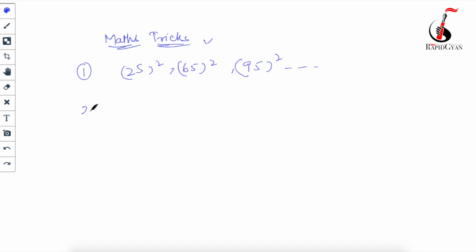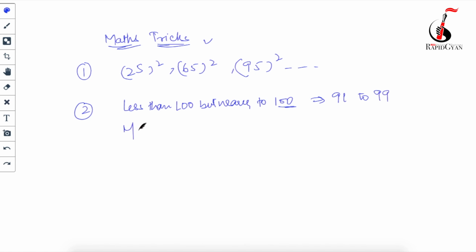In this video, the second trick which I will be telling you is to find the square of a number which is less than 100, but nearer to 100. What do you mean by nearer to 100? Means the numbers from 91 to 99. So I'm going to tell you the tricks to find the square of these numbers.